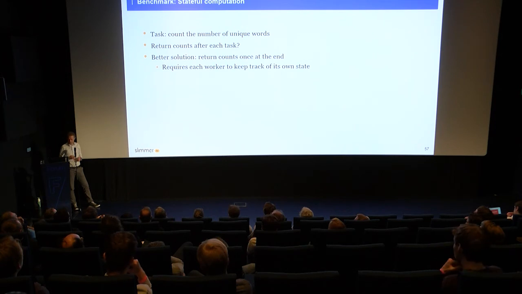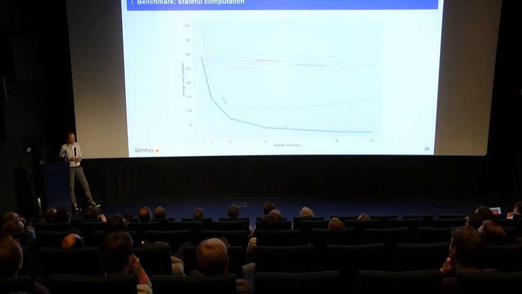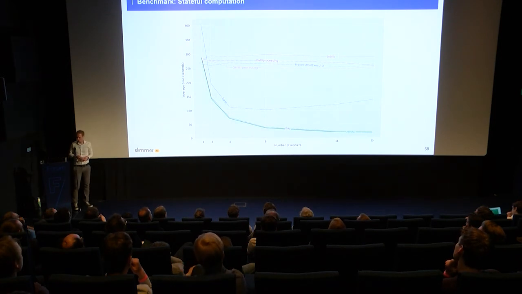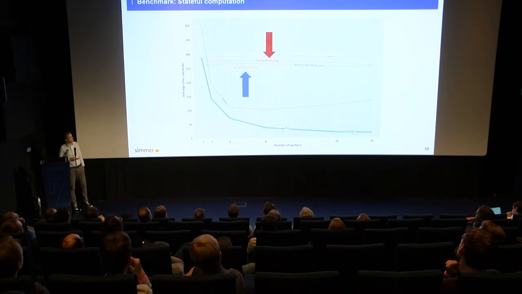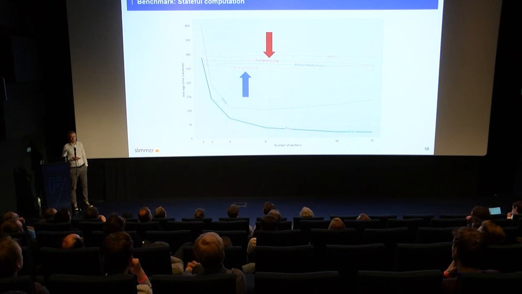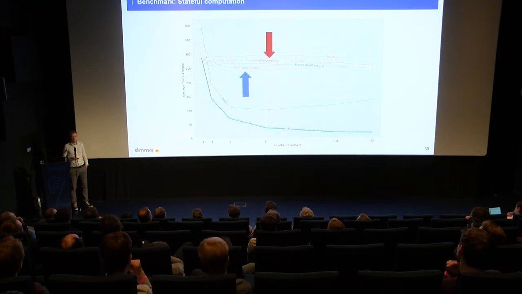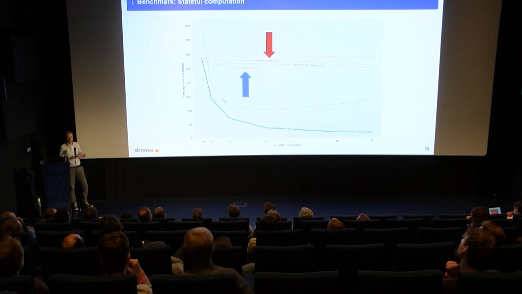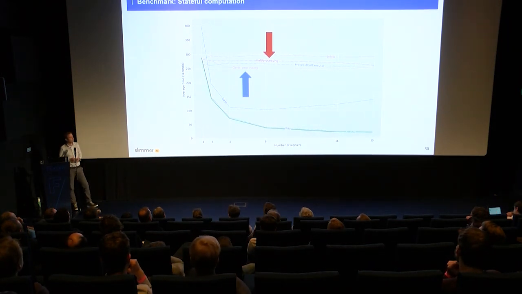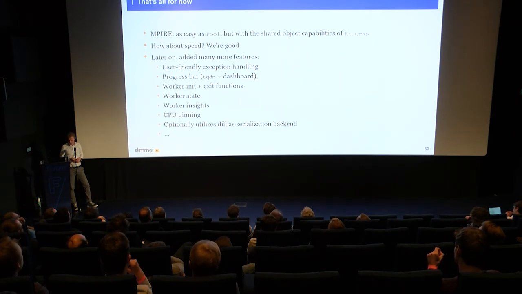So when we benchmark this task, we can even see a more dramatic effect where MPIRE and Ray definitely beat the rest. And the funny thing is that multiprocessing in this case is actually slower than just using a single CPU. That's because if you want to do this with a shared state, then you need to resort to using a multiprocessing.manager, and like I mentioned, that has a lot of communication overhead. But MPIRE and Ray scale really well.